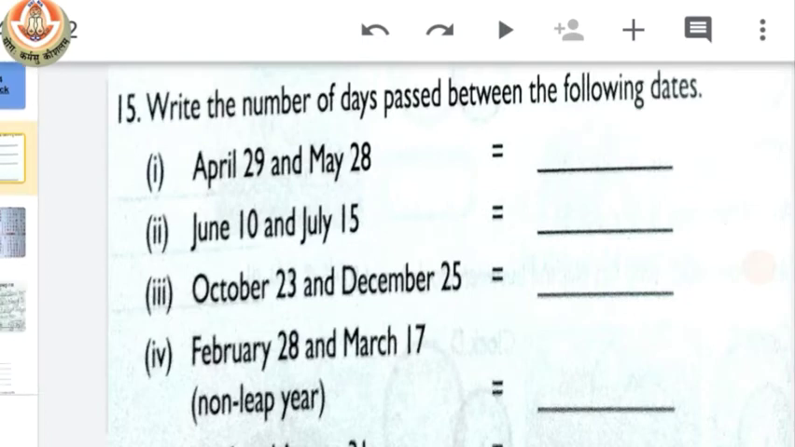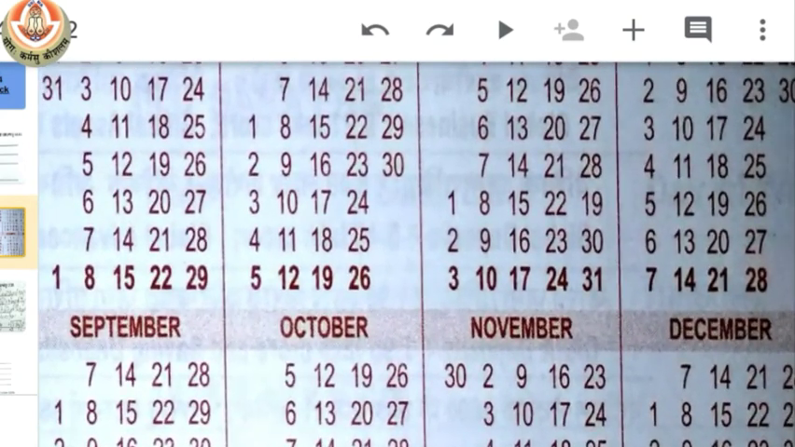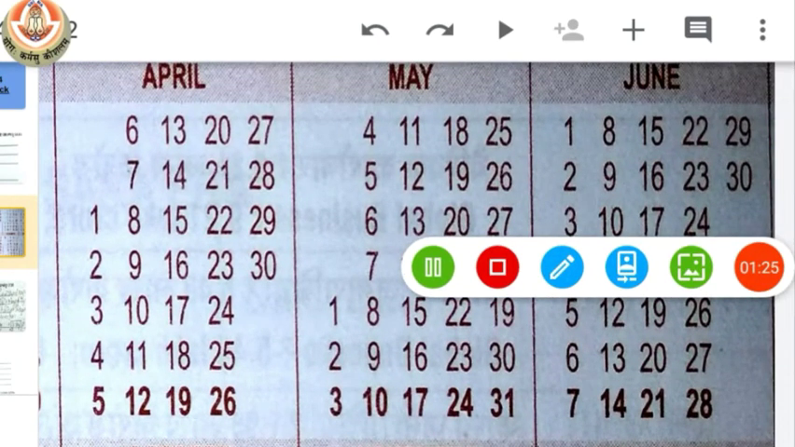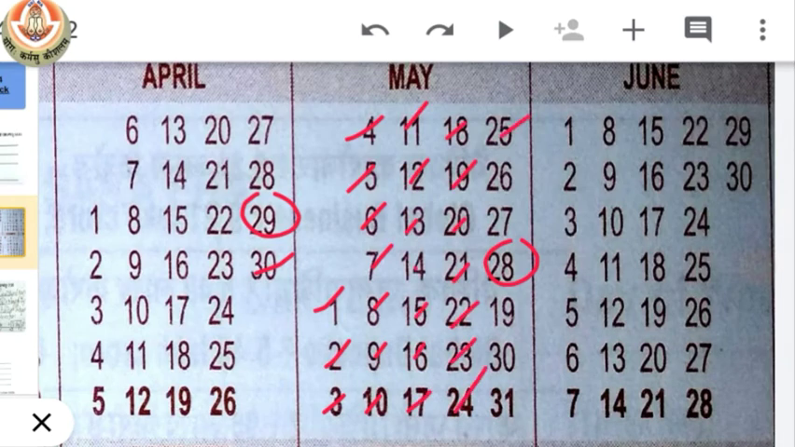So it is April 28 and April 29 and May 28. So you can see here from April 29 to May 28. Let's count days in between them. So now we have to count the days in between them. So 1, 2, 3, 4, 5, 6, 7, 8, 9, 10, 11, 12, 13, 14, 15, 16, 17, 18, 19, 20, 21, 22, 23, 24, 25, 26, 27, 28. So total 28 days we have in between given dates.